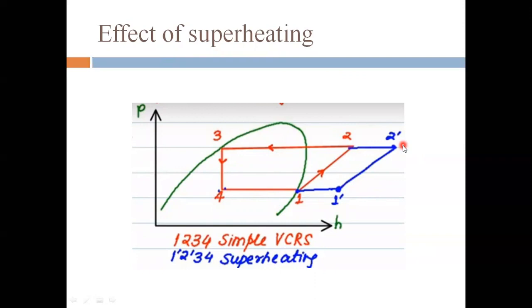So is this advisable or not advisable? That is the point. As we know, if you are doing only superheating, the compression work is increasing. You are not getting any increase in the refrigerating effect. So only superheating is not advisable. What is advisable? If you are doing the superheating with subcooling, it is advisable in the simple VCRS.